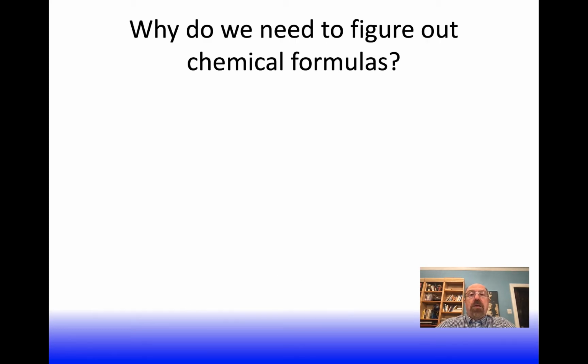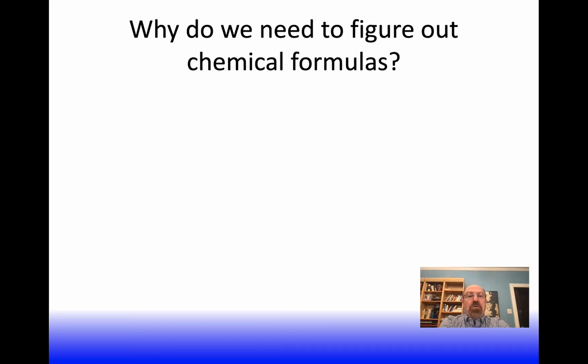Now, why do we need to figure out chemical formulas? Let's say, for instance, you own a drug company, and your drug company wants to find a new antibiotic. So one of the ways that this was done, I know this may sound crazy, is they would collect soil samples from rainforests in the Congo, in Thailand, in Brazil, and they would bring them back to the company's site where they're going to test them.